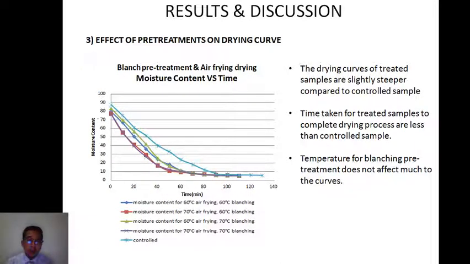Next, blanch pretreatment and air fry drying. The drying curve of treated samples is slightly steeper compared to controlled samples. Time taken for treated samples to complete the drying process is less than controlled samples. Temperature for blanching pretreatment does not affect the curve much.